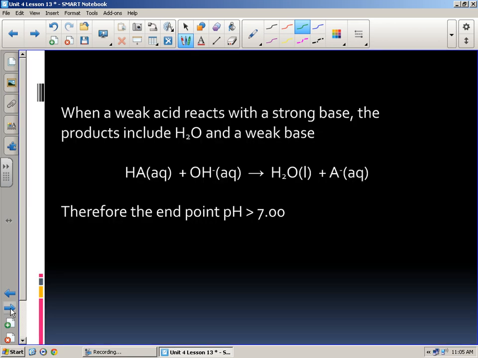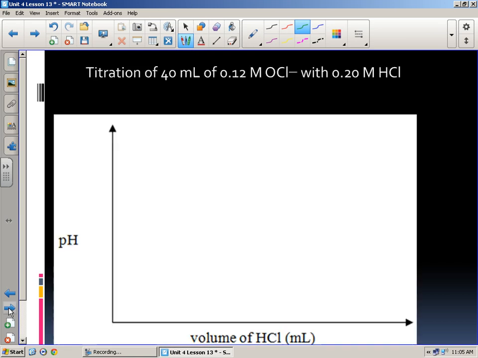So, when a weak acid reacts with a strong base, products include water and a weak base. So, you're always going to get this kind of thing here. pH, of course, is going to be somewhere greater than 7. Really depends on the weak base that you make. Depends on the concentration you start with. Depends on many things. All right? So, we can estimate that. We don't need to worry about calculating it.